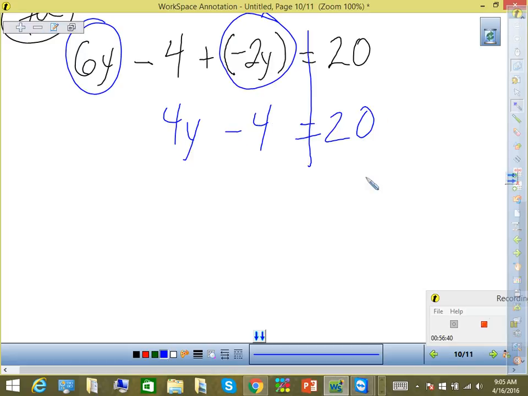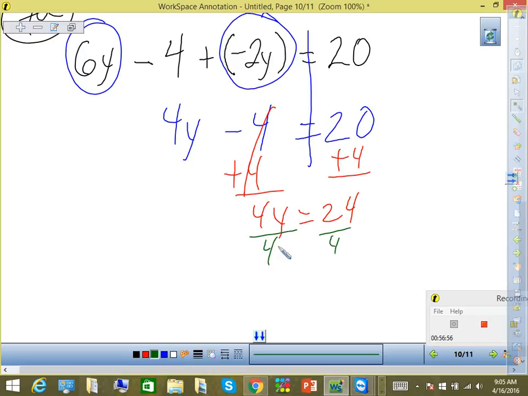Hands if you did that step. Okay? Next, continue. Add 4 to both sides. We're left with 4y equals 24. And then divide by 4, y equals 6. Pass it to someone for the properties.